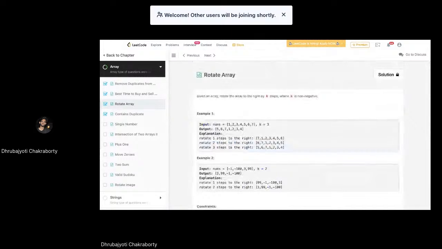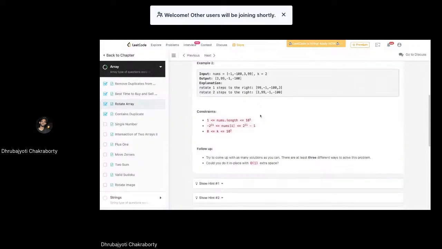So we just have to have three reverse steps. I'll first reverse the entire array, then reverse till the kth position, and then reverse what is apart from the kth position, the rest of the array. So it's a pretty simple solution that you can take.